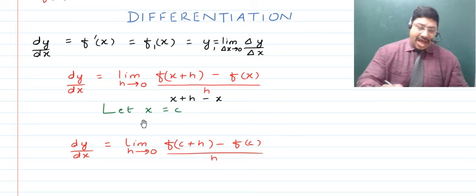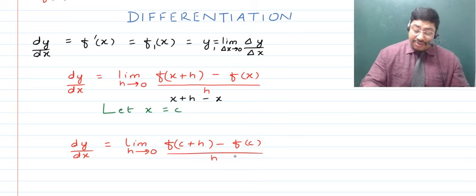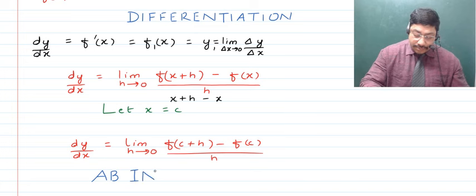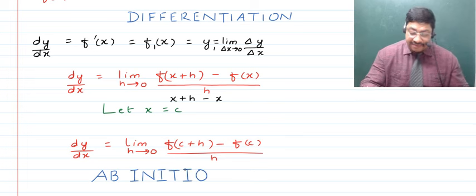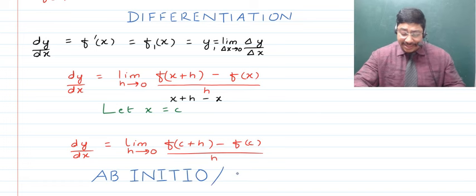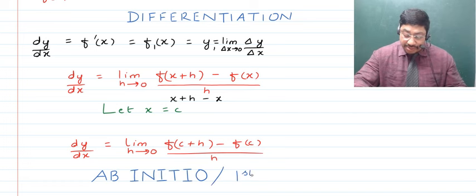the derivative. And remember children, when we find out the derivative by this method, it is known as ab initio, right? So if in an examination you're asked to find out the derivative by ab initio, you understand that it is by the first principle or by this formula, right?